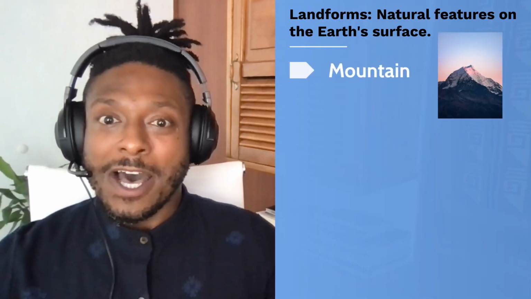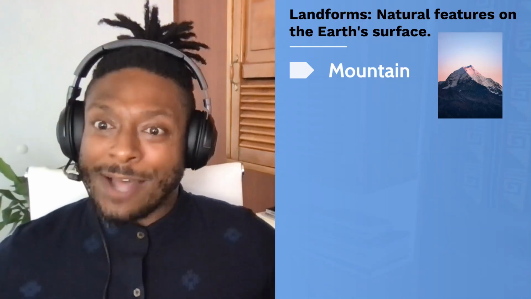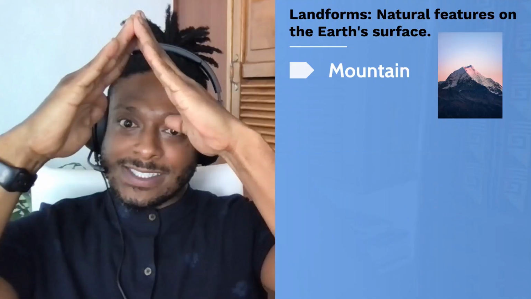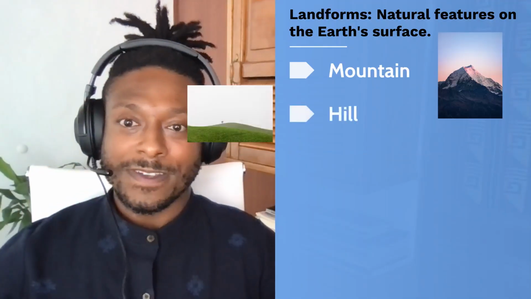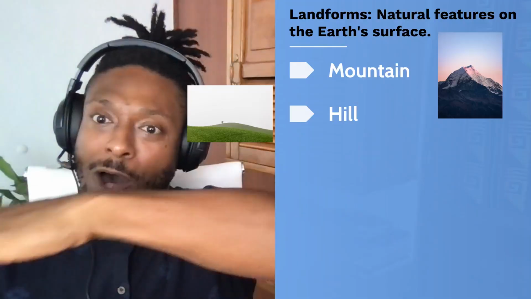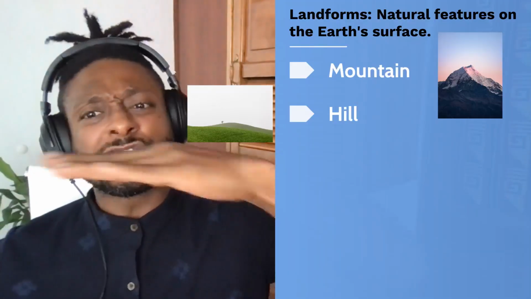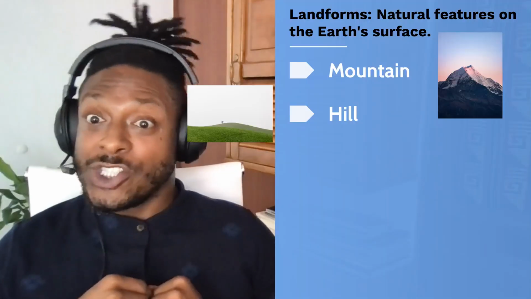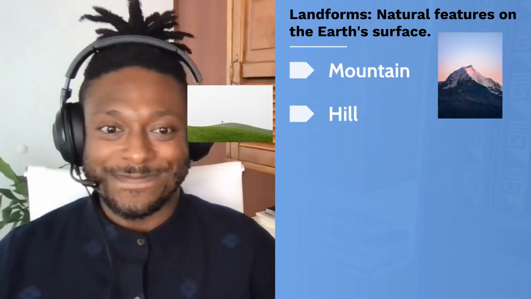The first, a mountain. Mountains are usually very tall and usually come to a point. Next, we have a hill. Hills are much smaller than mountains and usually more rounded at the top. We even have hills usually in our cities.